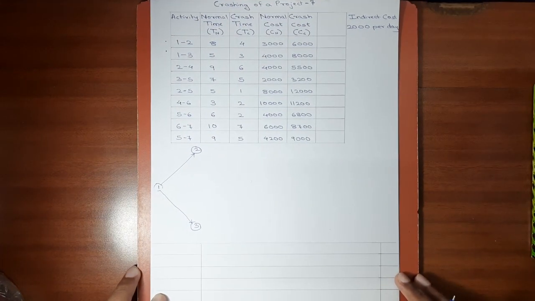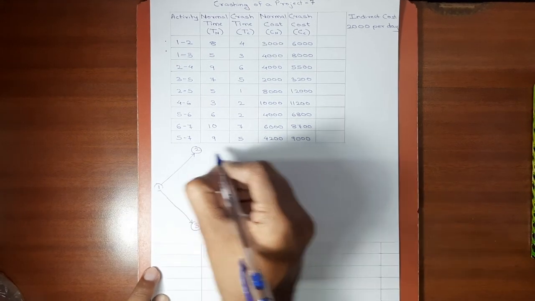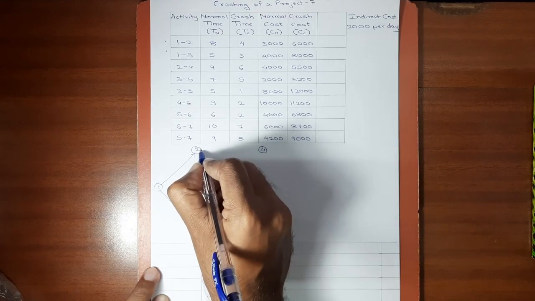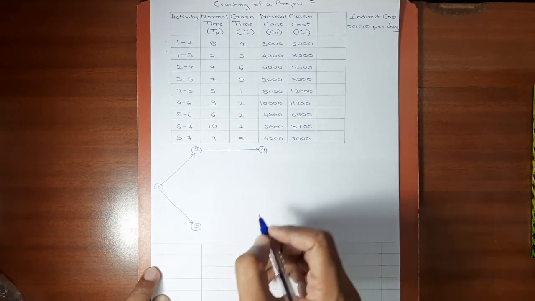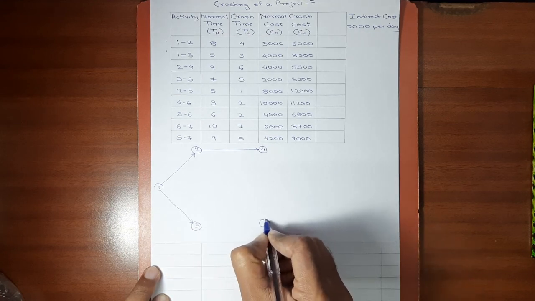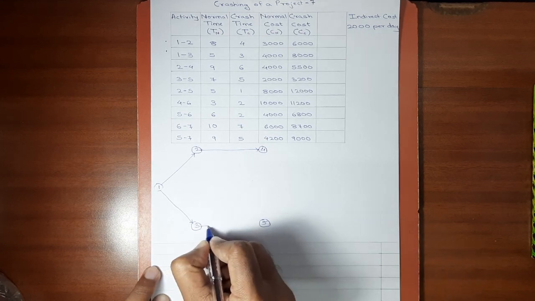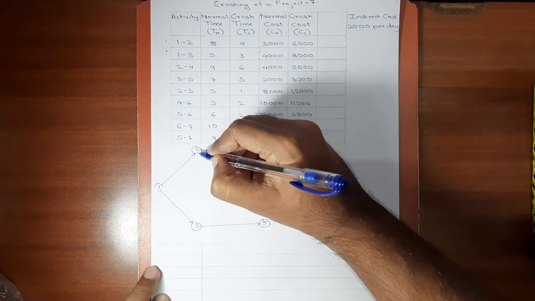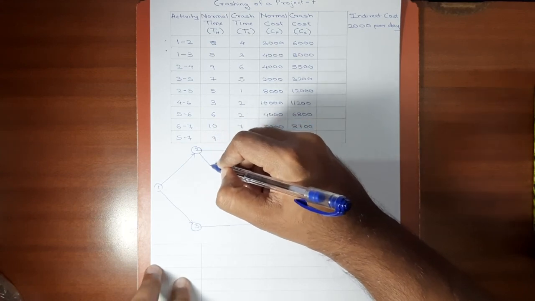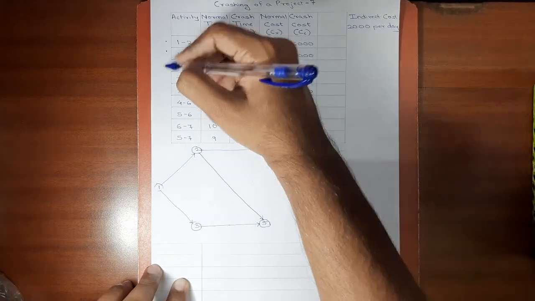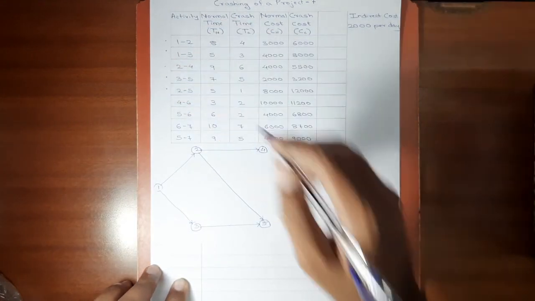Next is 2-4, 3-5, 2-5. Okay, 2-4 will be here. Then 3-5 and 2-5. We'll just keep the fifth node over here. And 2-5 will go like this. Okay, 2-4, 3-5 and 2-5 are also done.